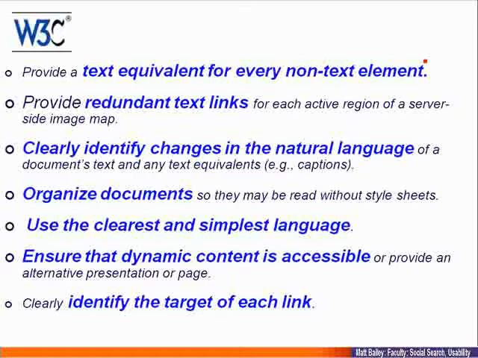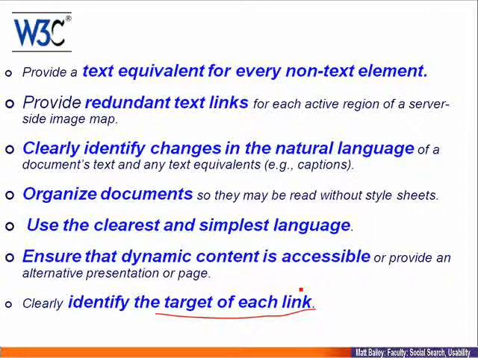And it's very similar to the Google results or the Google checklist. Provide a text equivalent for non-text elements. Redundant text links. Organize your documents. Use clear and simple language. Ensure that dynamic content is accessible and clearly identify the target of each link. And that is done specifically with text links on the page. They're very similar, as you can see, and it's almost like Google guidelines were written from the Web Accessibility Checklist.